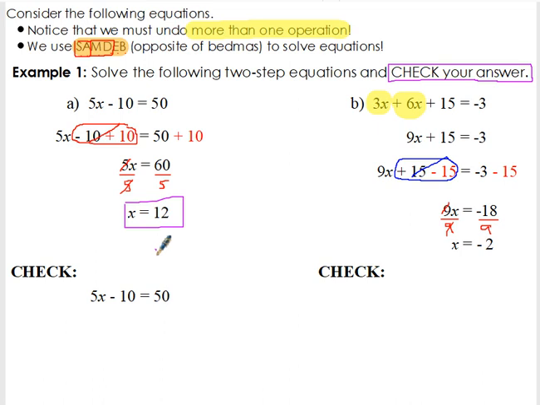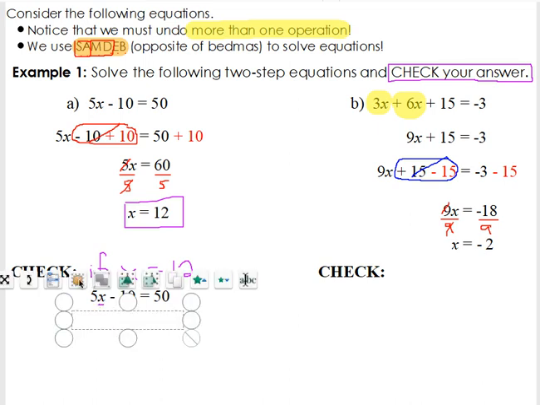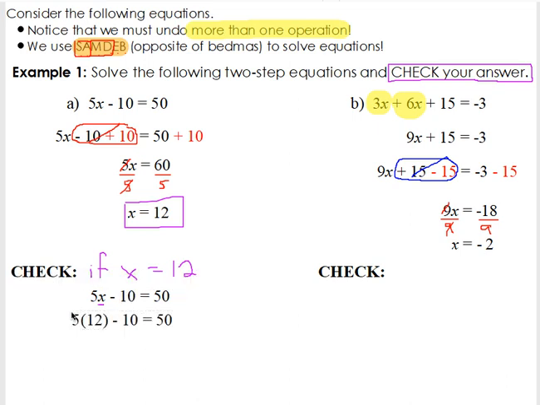So what we're going to do here is check that answer. Maybe you want to say, if x does equal 12. We're going to check if x equals 12. So we're going to replace this x with 12. So instead of 5x, we're going to write 5 times 12, take away 10 equals 50.